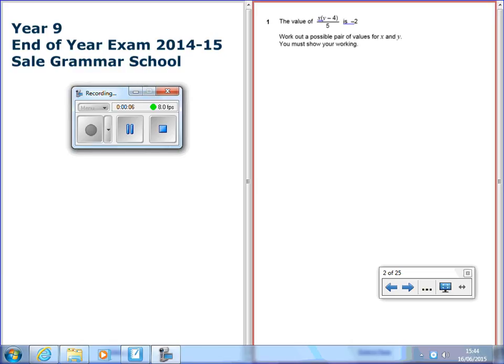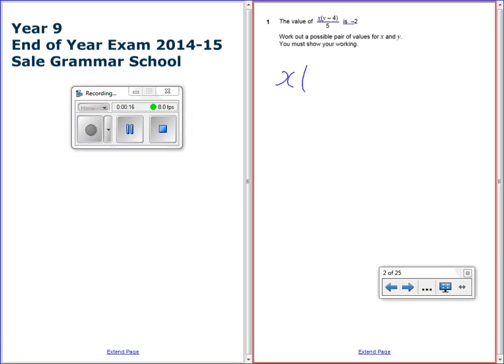For the first question, we must show our working to find it. It says work out a possible pair of values for x and y. There are many different possible pairs here. The first thing you know is that x multiplied by (y minus 4) over 5 must equal minus 2. That's what you've been told in the question.